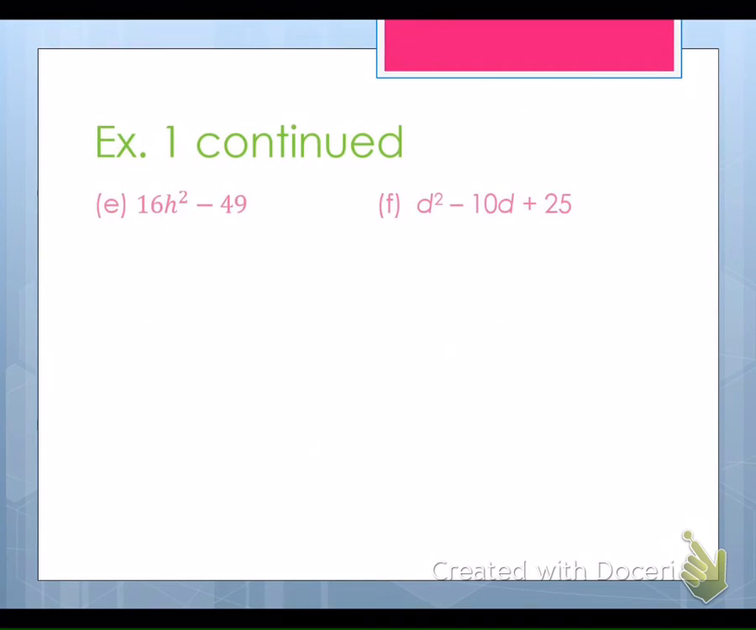I want you to go to letter E and F, and I want you to work with the people at your table. Now, this should literally take you about 60 seconds to do both of these. So let's see how quickly you can do E and F with the people at your table.